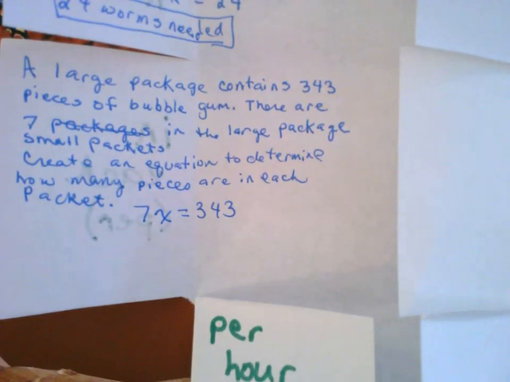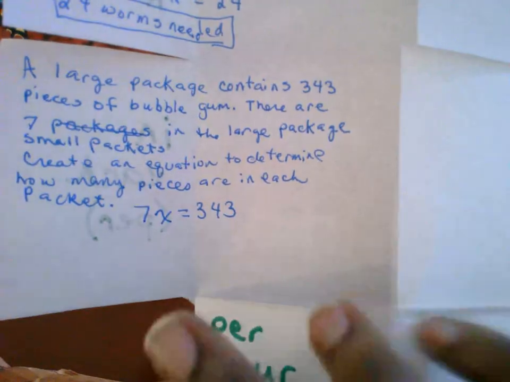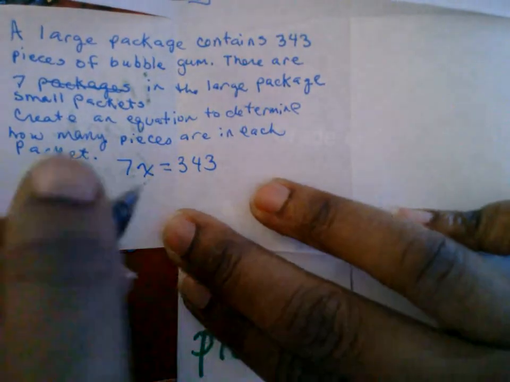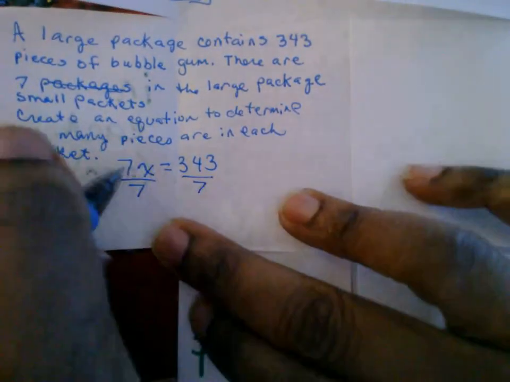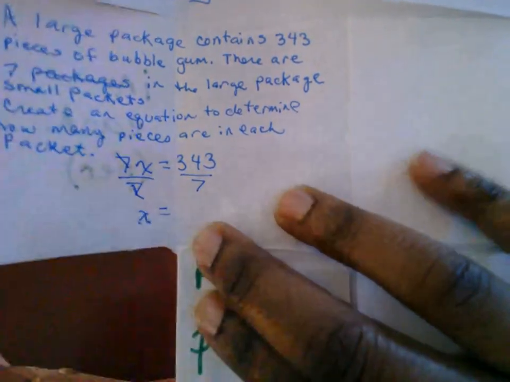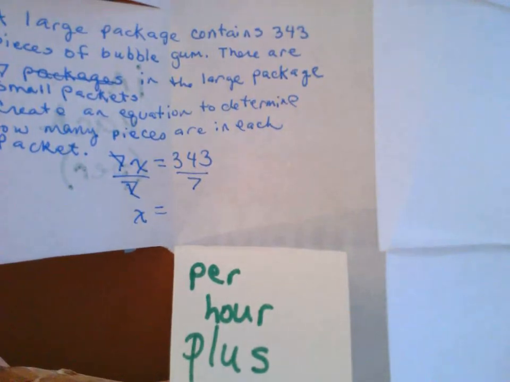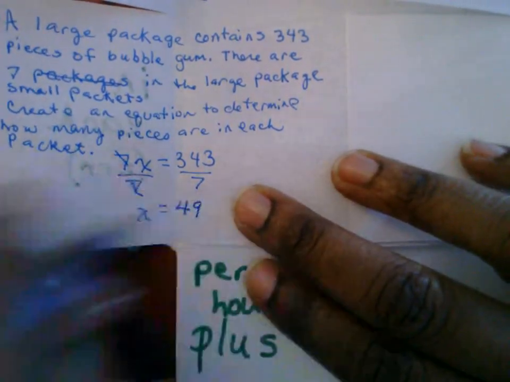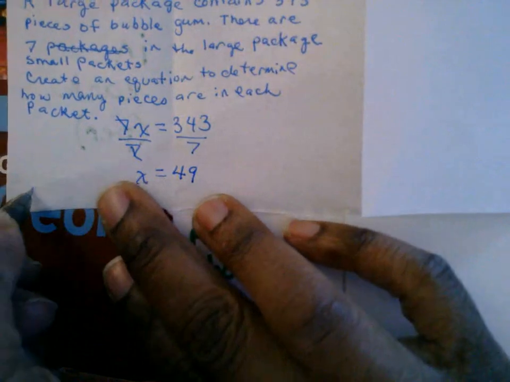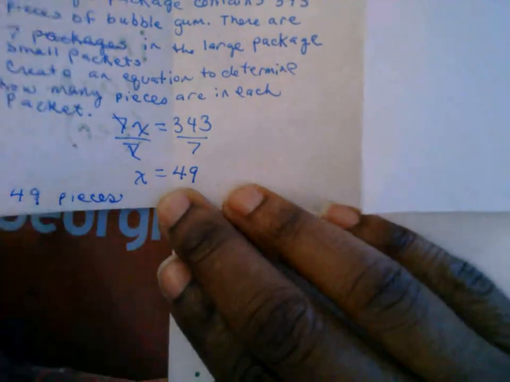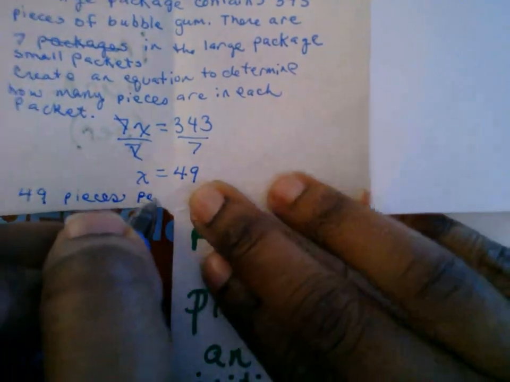Now, I can do the work to solve the equation. I'm going to divide both sides by 7. What is x equal to? I know the cube root of 343 is 7. 49. So then 49 pieces per packet.